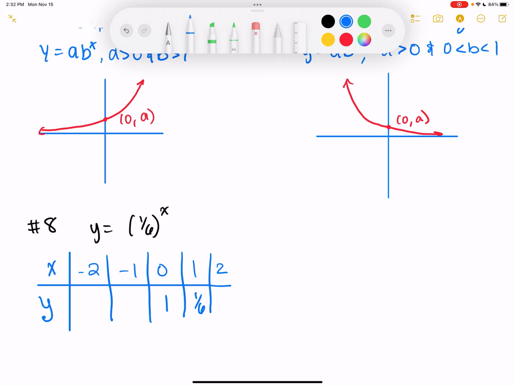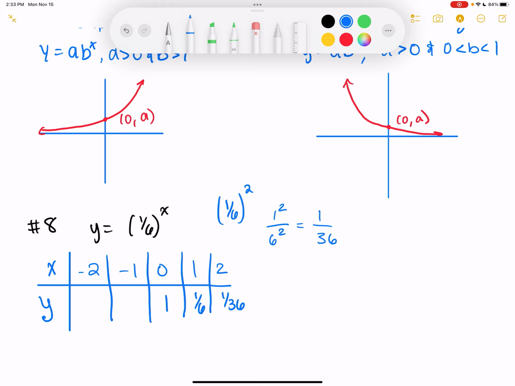when x is equal to 2, what do I do? 1/6 raised to the 2. What does that equal? 1 over 36. Remember, this means 1 squared over 6 squared. 1 squared is just 1, so it's just 1 over 36.